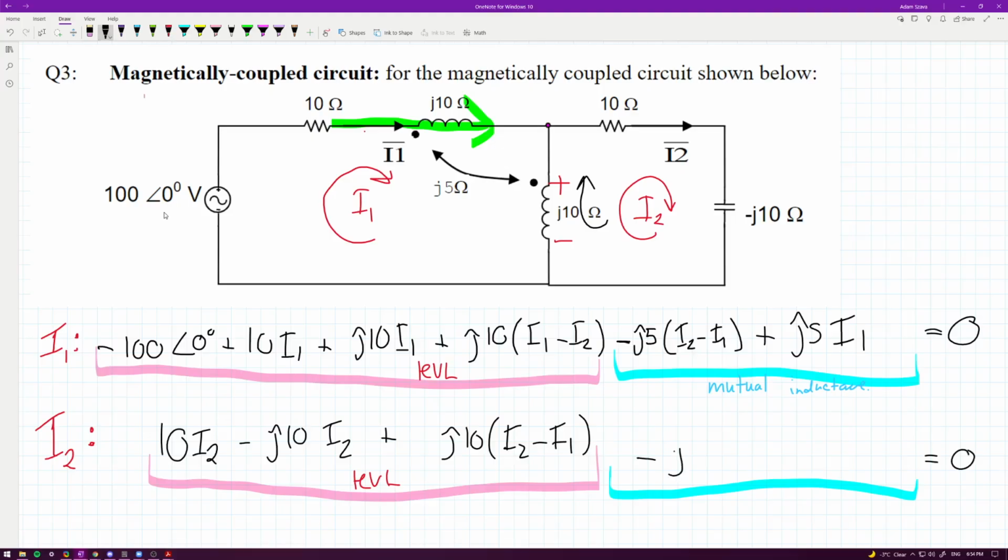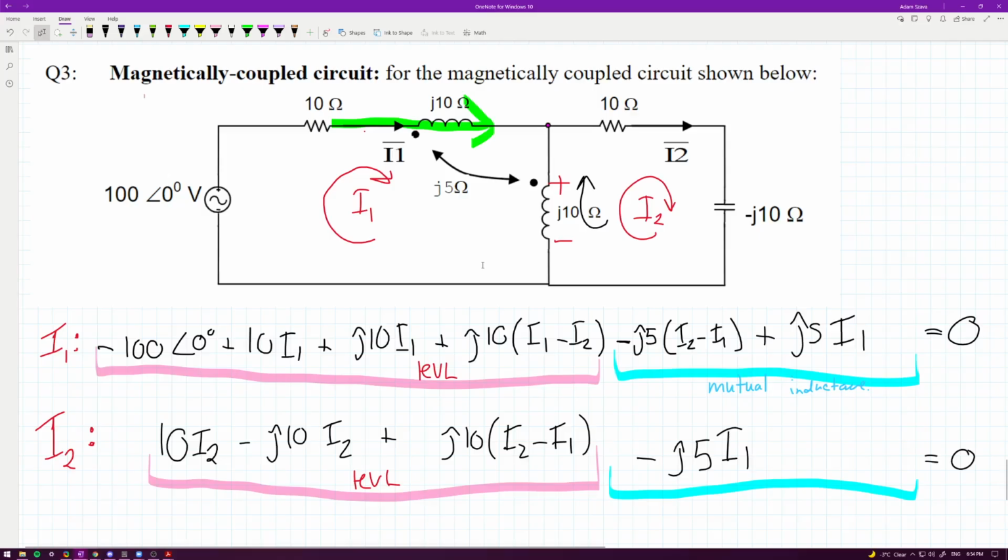From here we just account for this. It could be minus j10, and what's creating this extra voltage, the mutual inductance, is I1. It's just I1 creating it. And there's our final one. It's j5, right? Not j10. It's j5. Yeah.